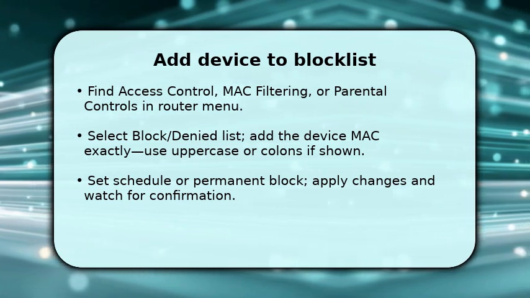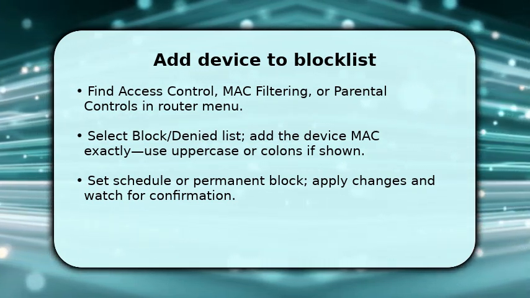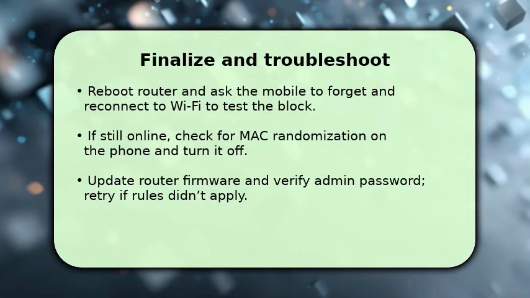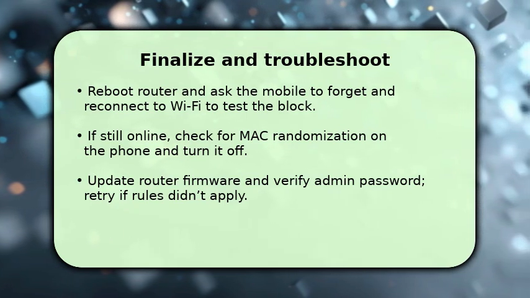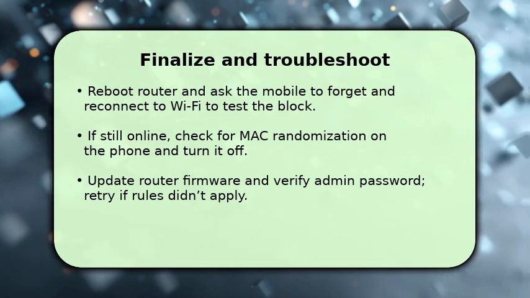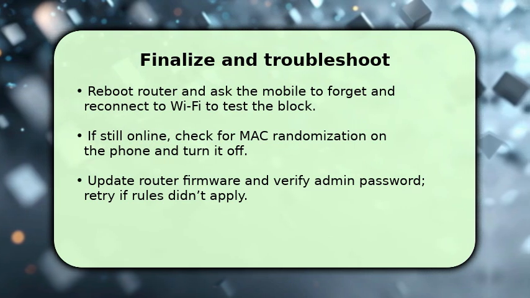This blocks the device at the network level, so it can no longer get an IP or access the internet through your PTCL router. Finish by saving settings and rebooting the router. Then have the mobile forget the network and try to reconnect. This verifies the block. If the device still connects, check that the mobile isn't using MAC randomization.